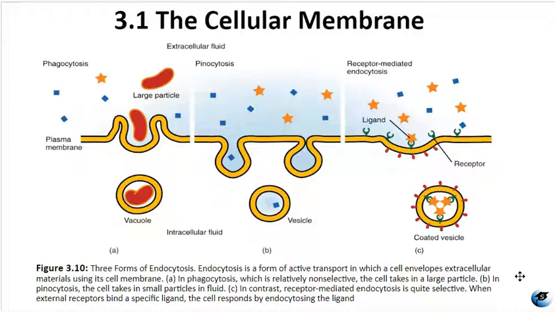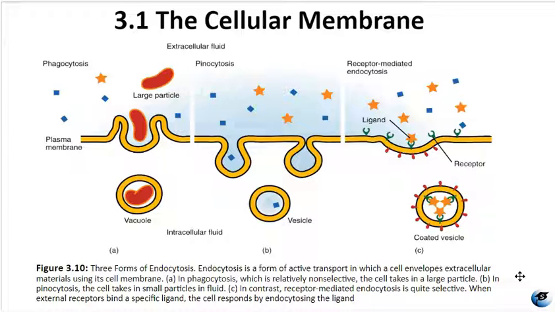Pinocytosis, or cellular drinking, involves the nonspecific uptake of small dissolved molecules and extracellular fluid. The cell membrane invaginates, forming small vesicles called pinocytic vesicles. These vesicles enclose the fluid and solutes, bringing them into the cell.